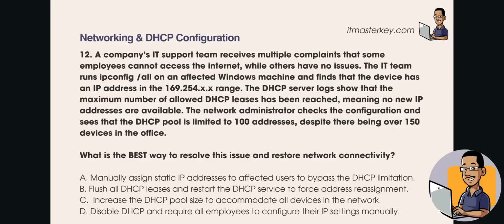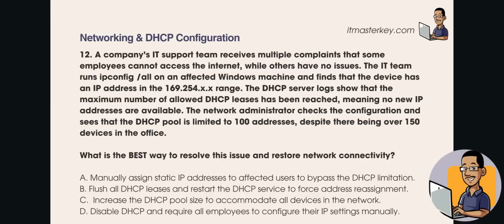A company's IT support team receives multiple complaints that some employees cannot access the internet, while others have no issues. The IT team runs ipconfig /all on an affected Windows machine and finds that the device has an IP address in the 169 range. The DHCP server logs show that the maximum number of allowed DHCP leases has been reached, meaning no IP addresses are available.